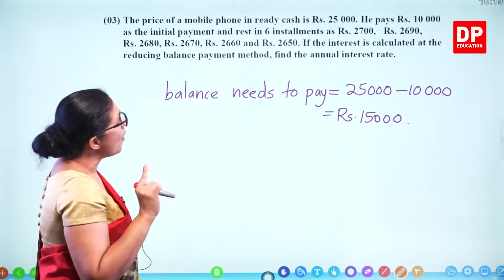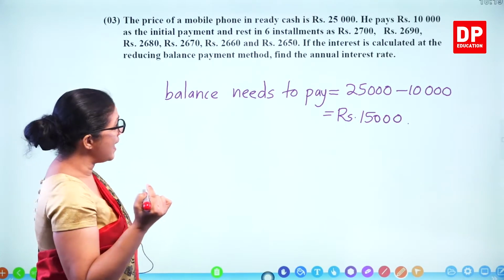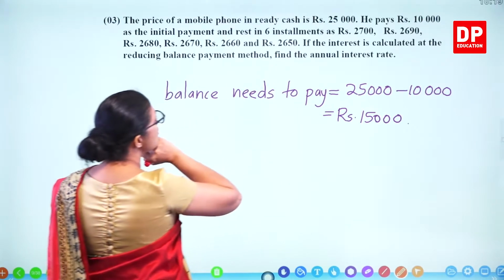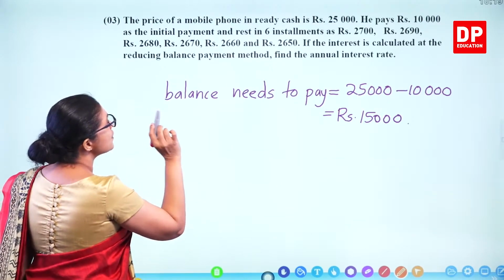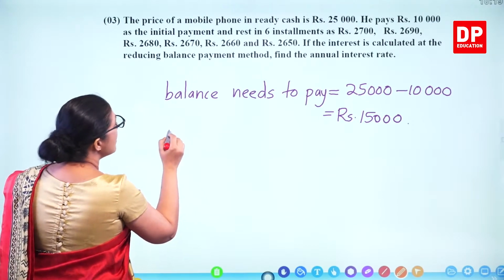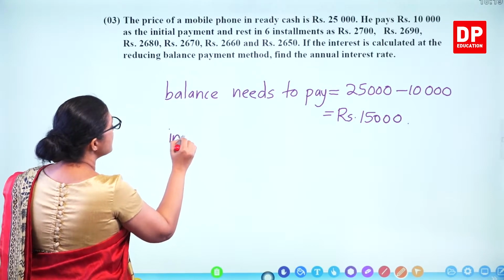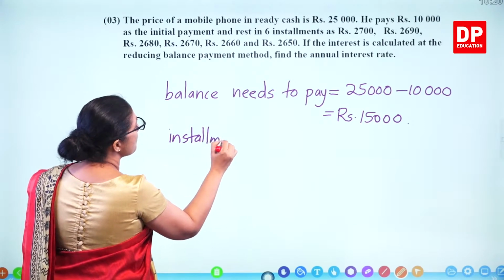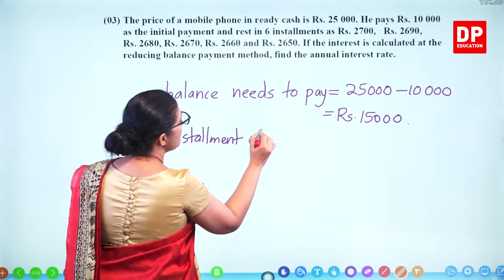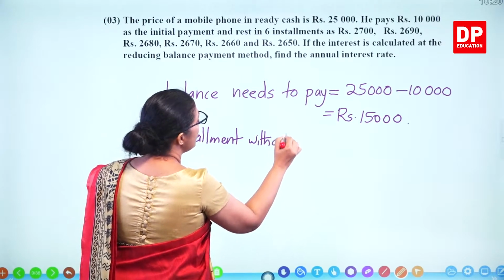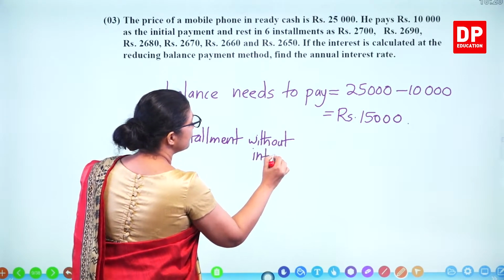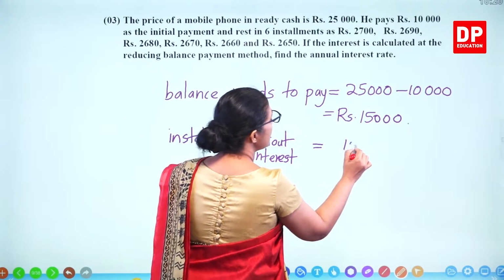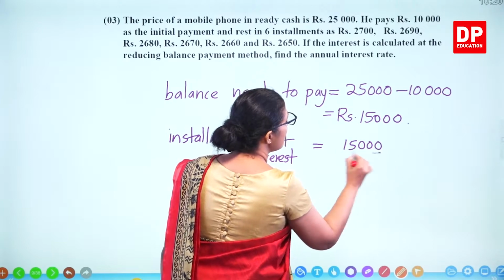Now, what's the amount you have to pay without interest? Now, this is for 6 installments. So, we can first find the installment without interest. For 6 installments, so 15,000 divided by 6.